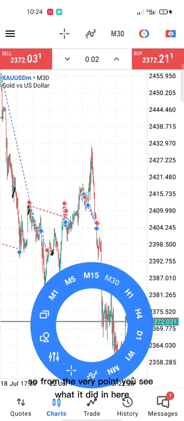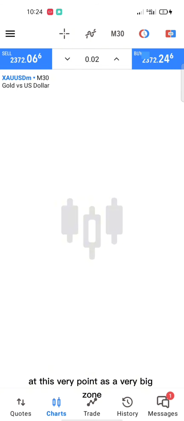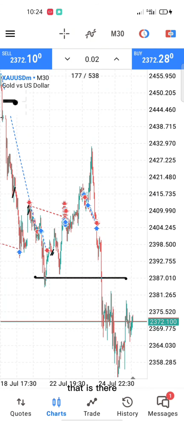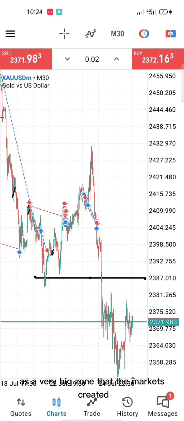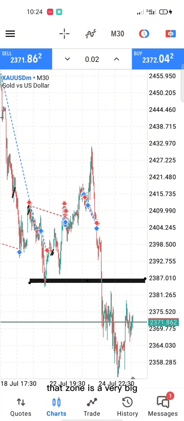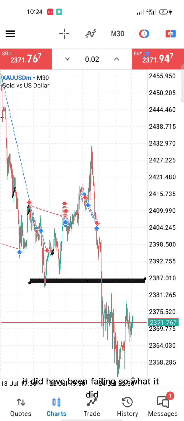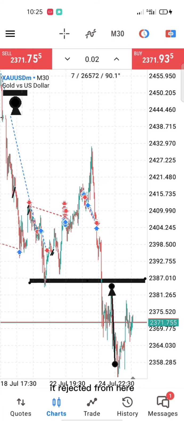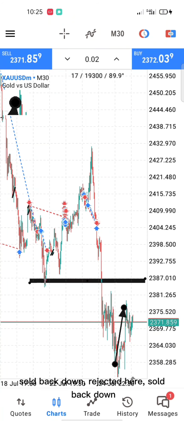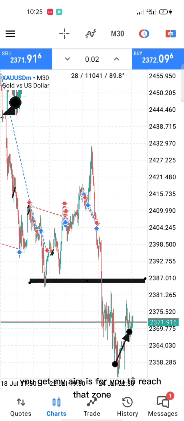From this point, you see what the trade is doing here. There's a very big zone that the market created there. That zone is a very big area. The trade was failing to reach this zone. See what the trade did there: it rejected from here and sold back down. Rejected here, sold back down. You get? My aim is for it to reach that zone. That's the target of it.